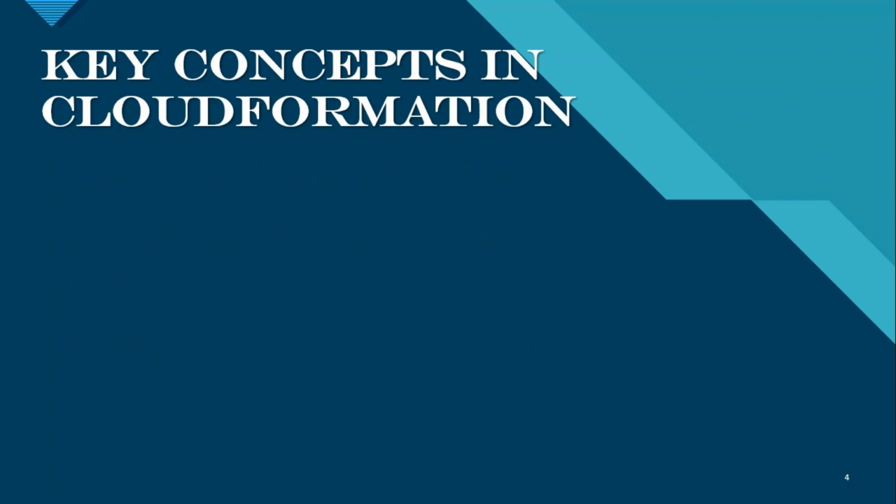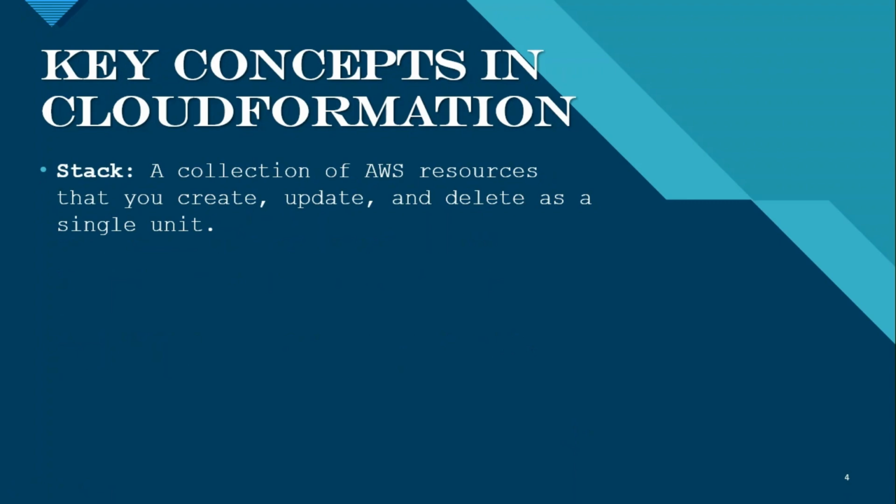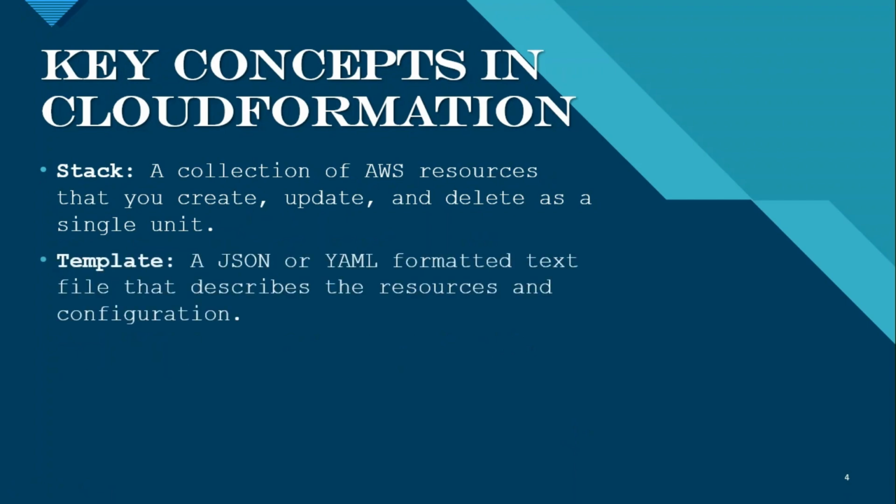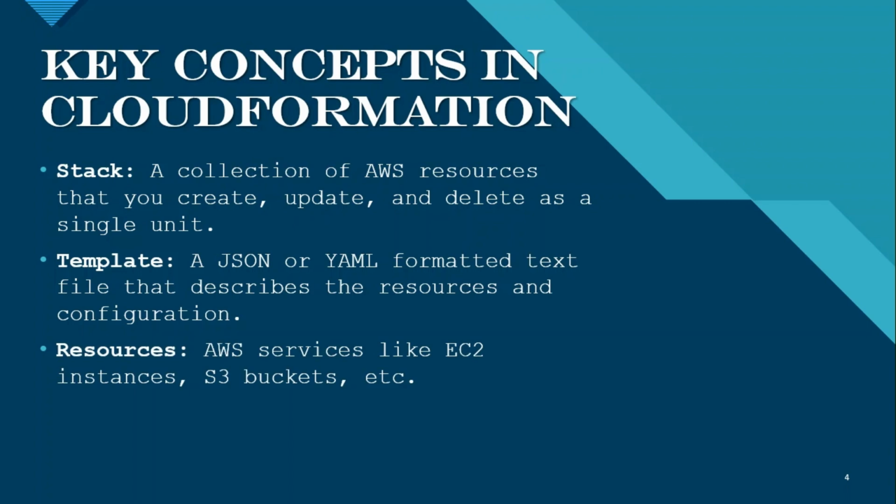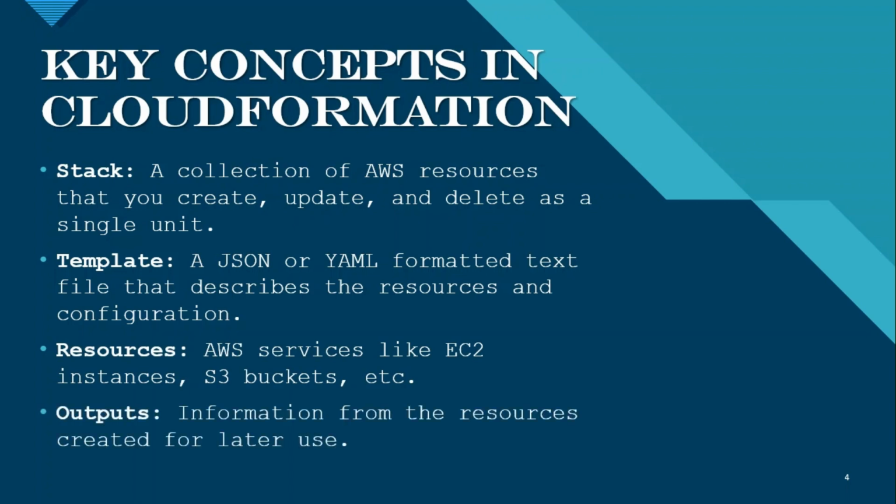Okay, let's get to the main terms you will hear in CloudFormation. Stack. This is just a collection of AWS resources managed as one single unit. Template. This is your actual blueprint written in JSON or YAML. It describes the resources and their configurations. Resources. These are your AWS services like EC2, S3, and so on. And outputs. This gives you important information about the resources created, like their IDs or URLs.